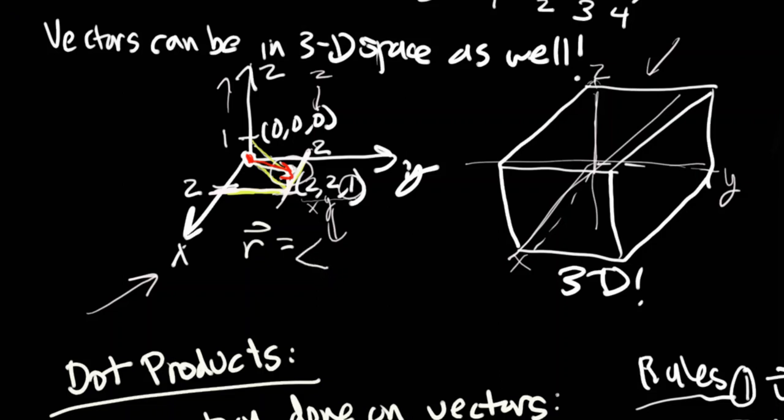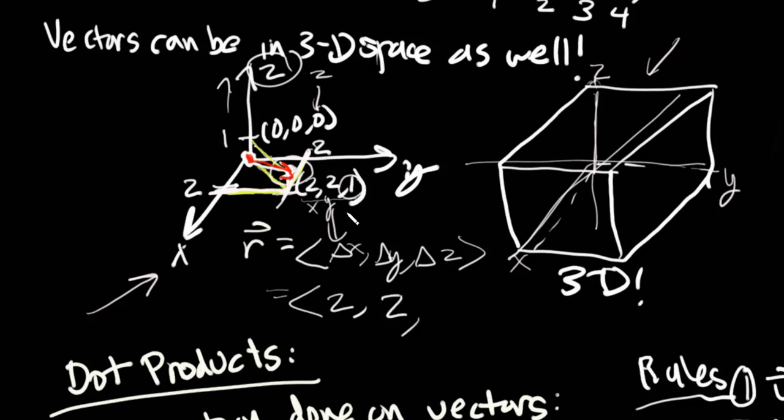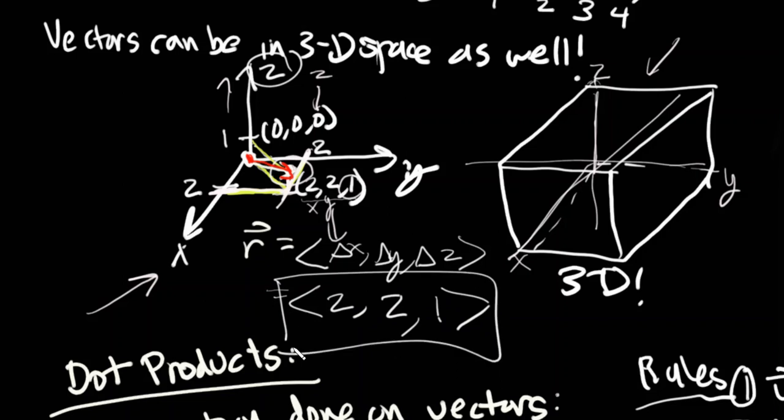In this case, we have to find delta x, delta y, and that third dimension, delta z, because we have an extra variable. So the change in x is 2 minus 0, 2, the change in y is 2 minus 0, 2, and the change in z is 1 minus 0, 1. So this vector is represented by that.